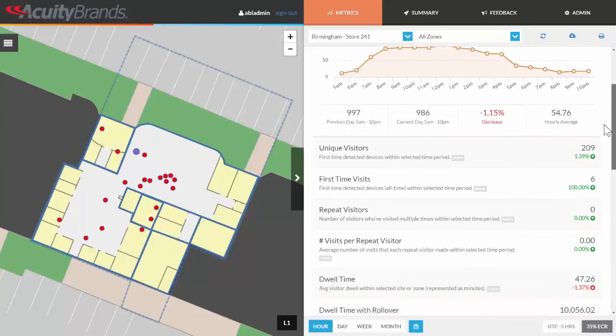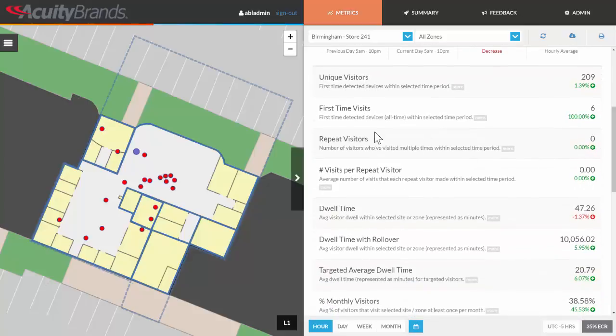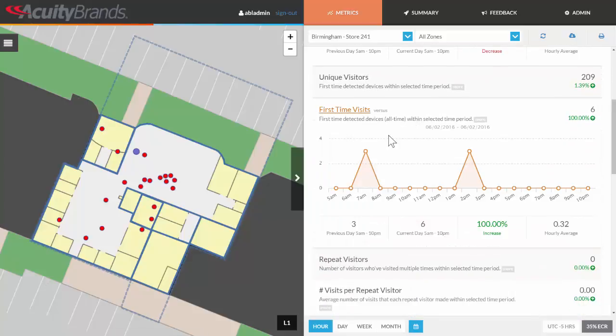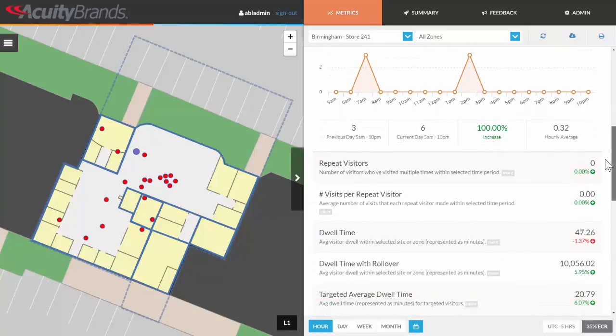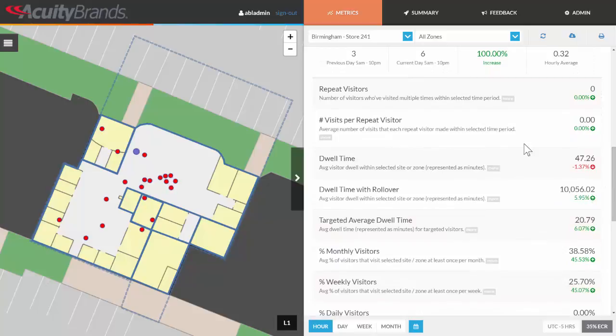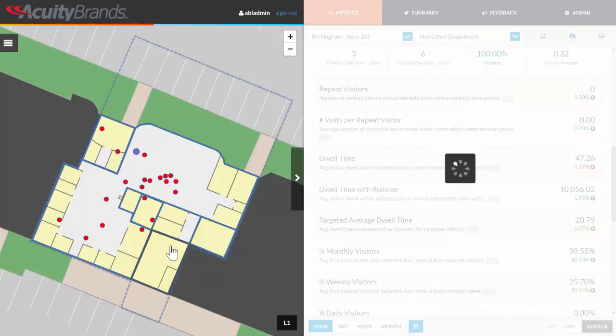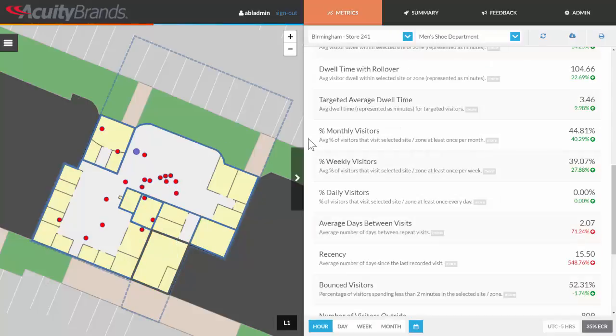So let's jump back into the analytics. We can take a look at first-time visitors. Now this site has been up and running for a couple years. High loyalty. In this case, we've had 6 total visitors, up 100% over yesterday. Only 3 new visitors came yesterday. There were 6 today in the morning and then in the afternoon. They were detected, and now I'm going to drill down into this individual department.